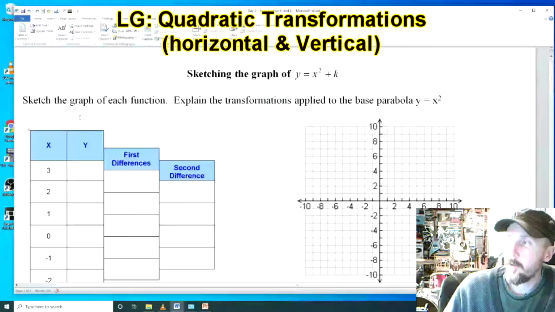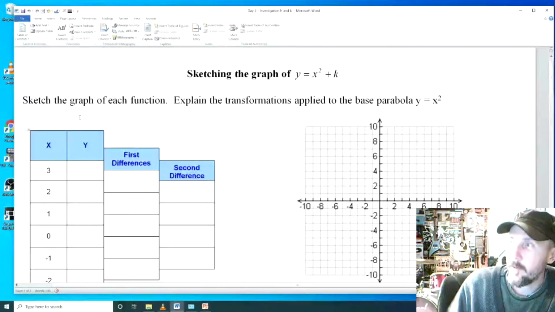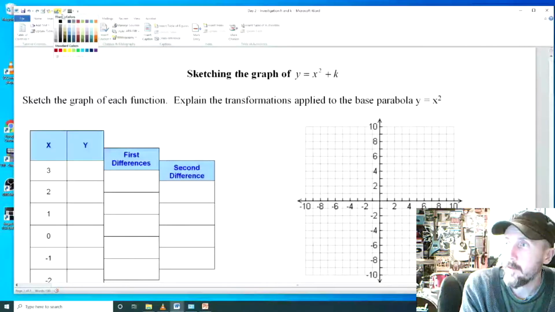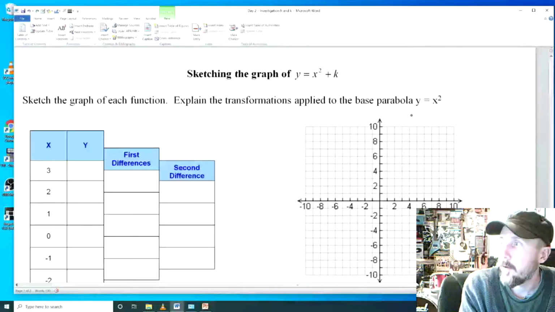Okay, we're gonna do a quick little tutorial here about quadratic transformations. We're gonna start with a number at the end, but whenever we do quadratic transformations, we need to be really good at graphing y equals x squared. This is the base that we're starting everything with, so we need to be able to graph that one pretty good. So, y equals x squared.